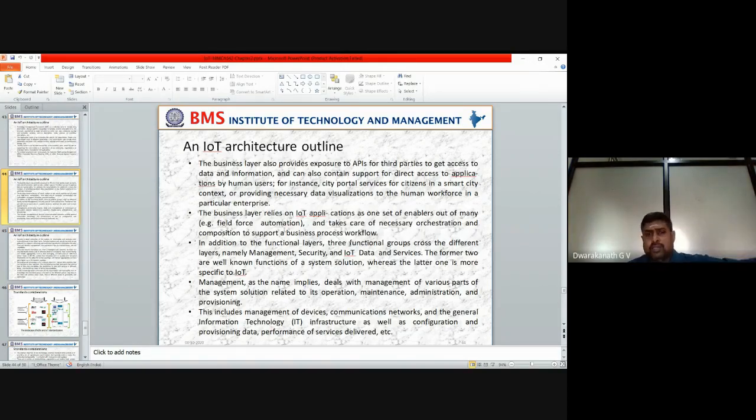But in all other common projects, management and security will be there as a cross-layer approach. The management, as the name implies, deals with the management of various parts of the system solution related to its operation, maintenance, administration, and provisioning. This is very important, and in your student projects almost all of you will miss this.